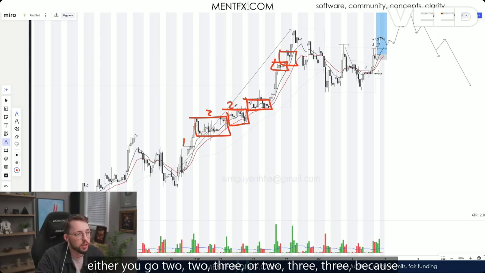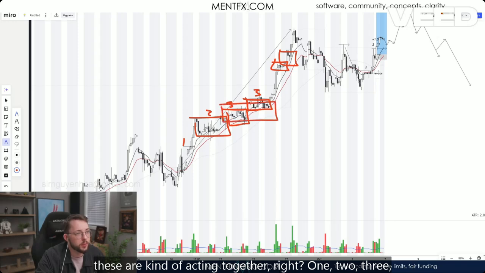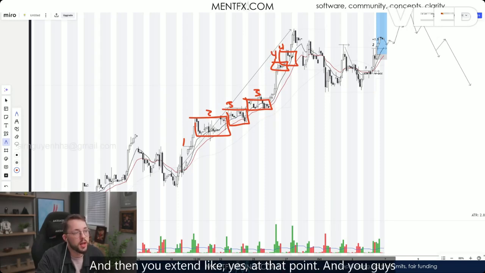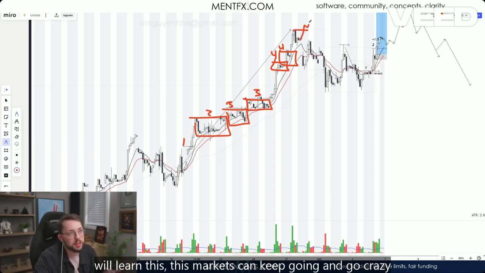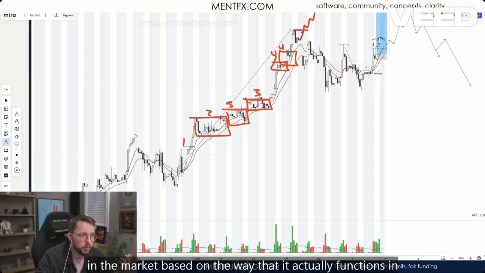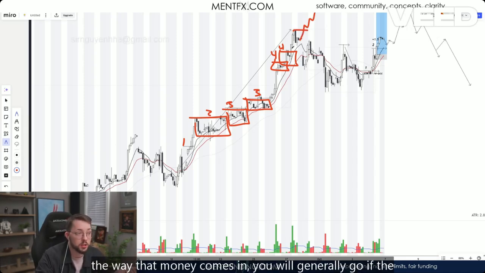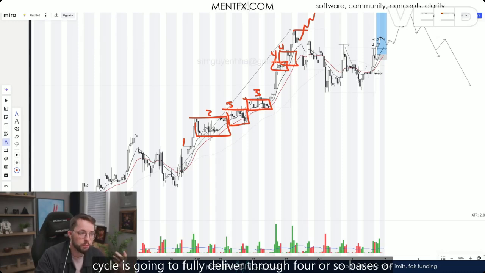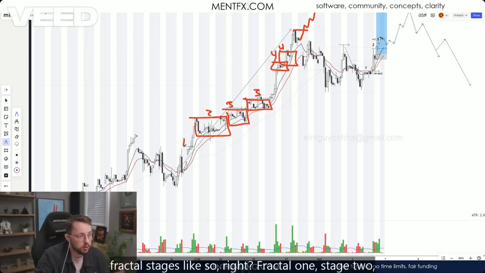So either you go 2, 2, 3, or 2, 3, 3, because these are kind of acting together, right? 1, 2, 3, this is kind of 4, this is kind of 4 as part of that, and then you extend. Yes, at that point, and you guys will learn this, markets can keep going and go crazy, but for the most part, almost every single move in the market, based on the way that it actually functions and the way that money comes in, you will generally go, if the cycle is going to fully deliver, through 4-ish or so bases or fractal stages like so, right?